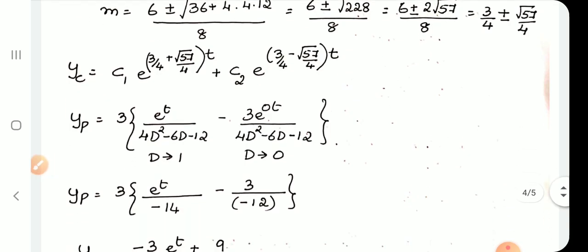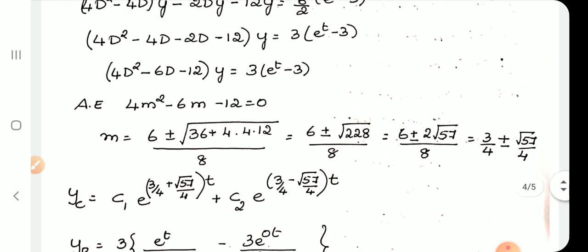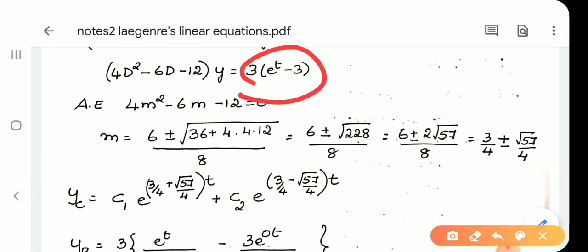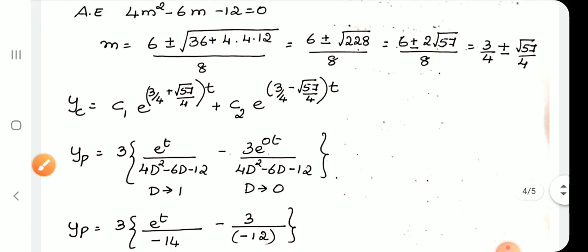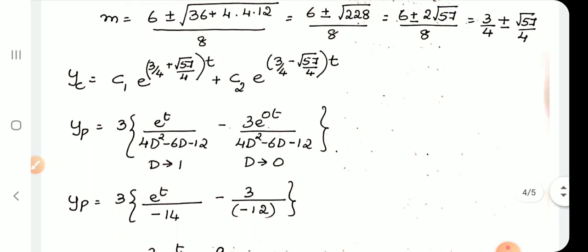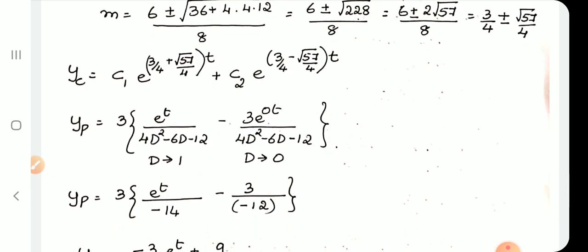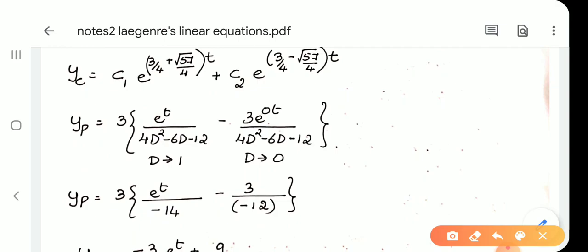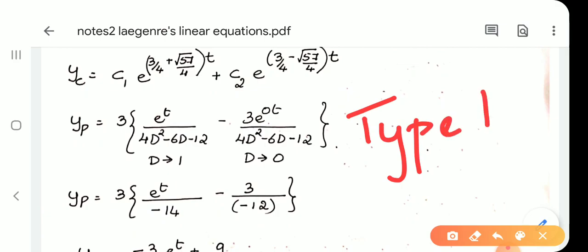Let us find yp now. For yp we will consider the left hand side. So it becomes yp is equal to 3, which I have taken outside, e power t by (4D square minus 6D minus 12) minus 3. 3 can be written as 3 into e power 0t by (4D square minus 6D minus 12). So again these two terms are of type 1. So in the first we will replace D by 1, and in the second we will replace D by 0.